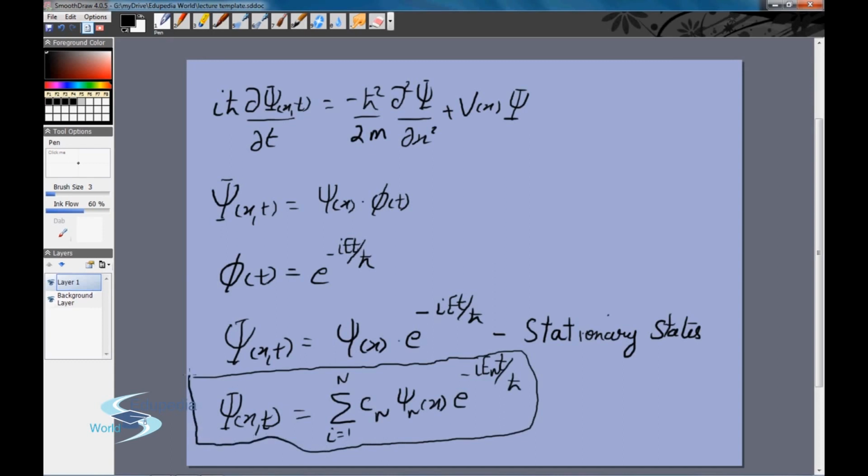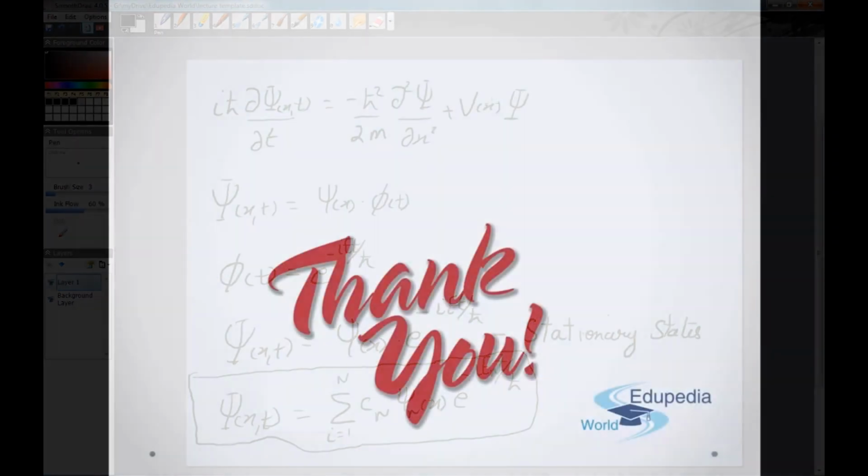The only thing that is left is to find psi n of x, or psi of x, and for that we need to know what V of x is. In the next few videos we'll see some special simple cases of V of x, such as the infinite square well, the harmonic oscillator, the delta function potential, and so on. And from that we'll be able to see how to find the total solutions.